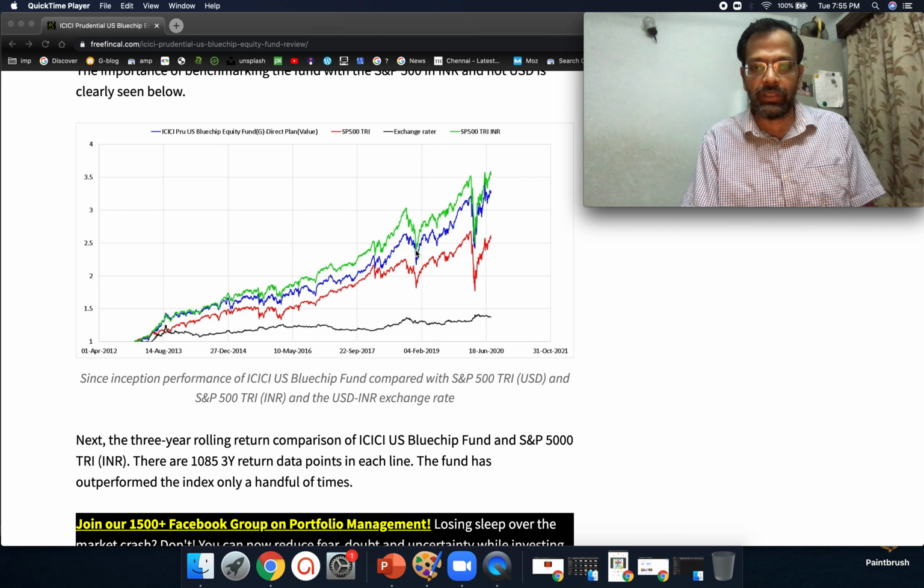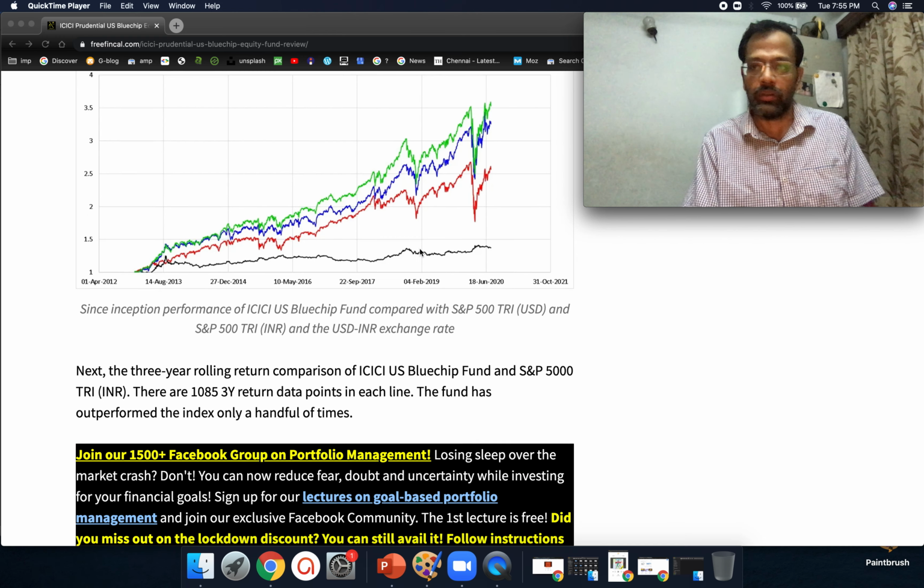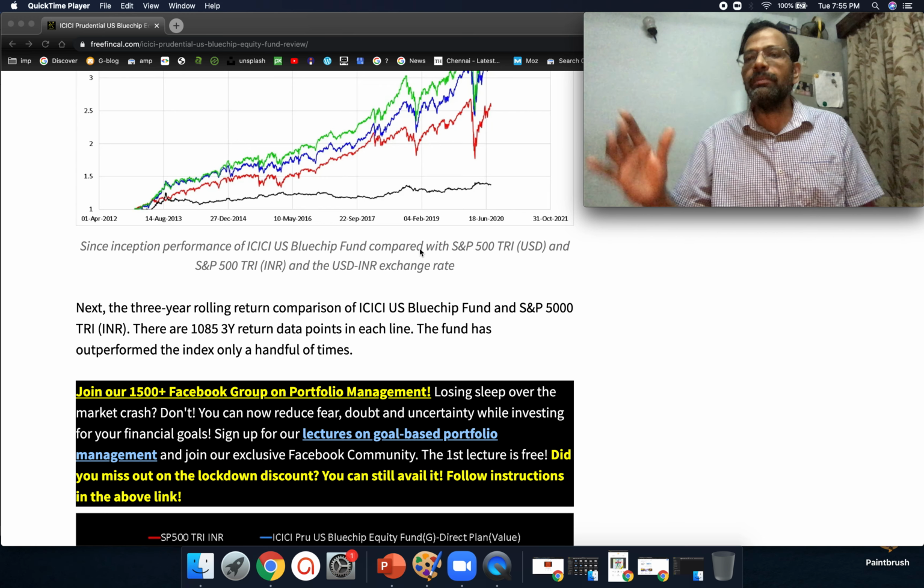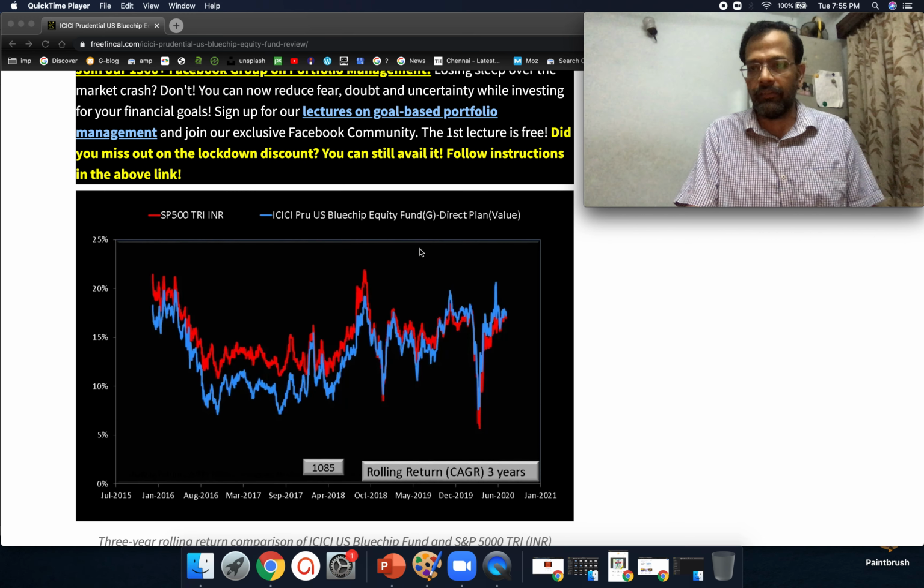You can see the crash in here is much higher, and the crash here is much higher, whereas for the fund, the crash was much lower. And that's the main positive for this fund. All others are kind of not so hot.